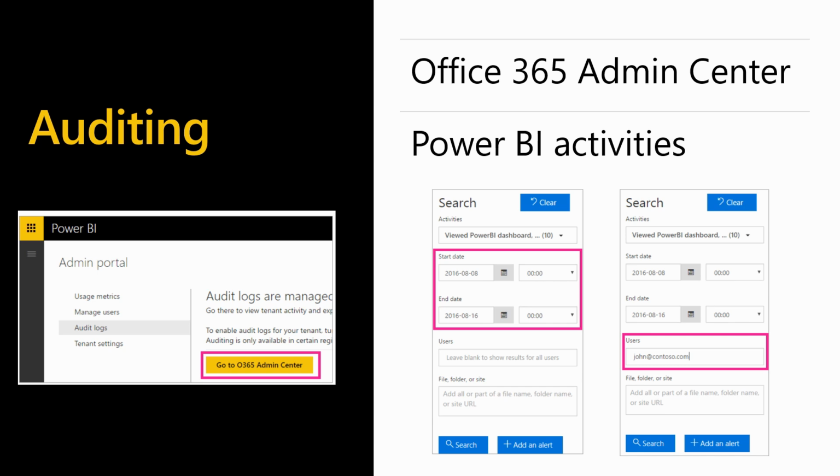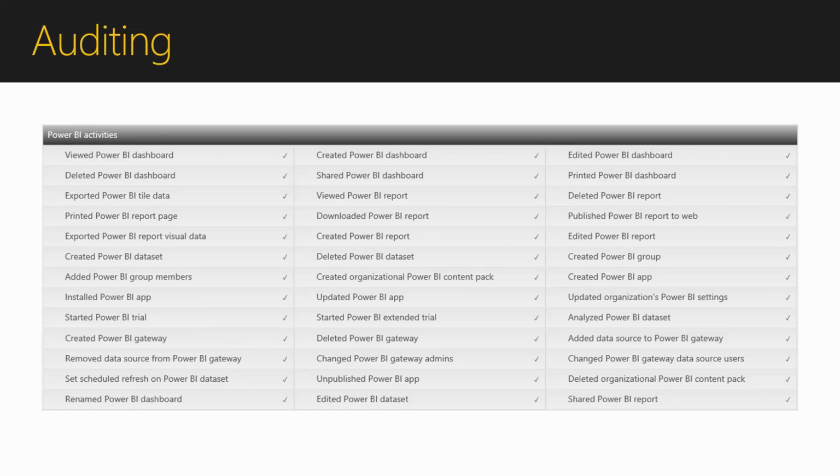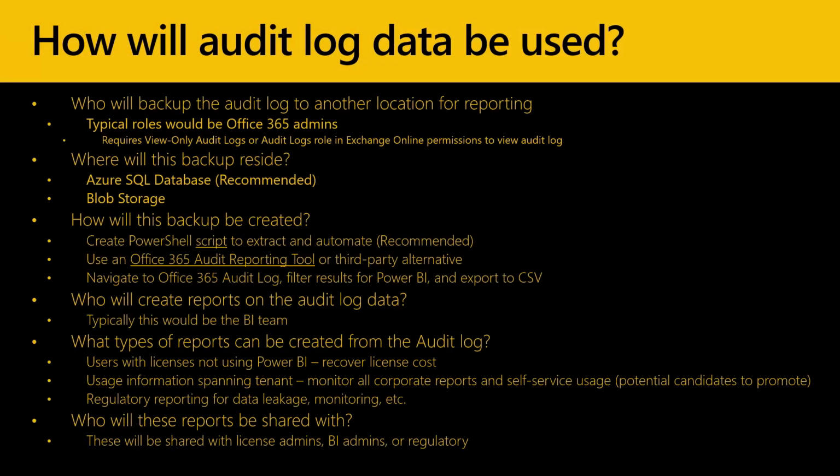You can filter the audit data by date range, user, dashboard, report, dataset, and activity type. You can also download the activities in a CSV file to analyze offline. There are a lot of activities that are written to the audit log, some of which are included on this slide, including when somebody views, creates, edits, deletes, shares, prints, or exports a dashboard or report, as well as creation, installation, and updating of apps, usage of gateways, changes in tenant settings, and Power BI Pro trial sign-up, just to name a few.